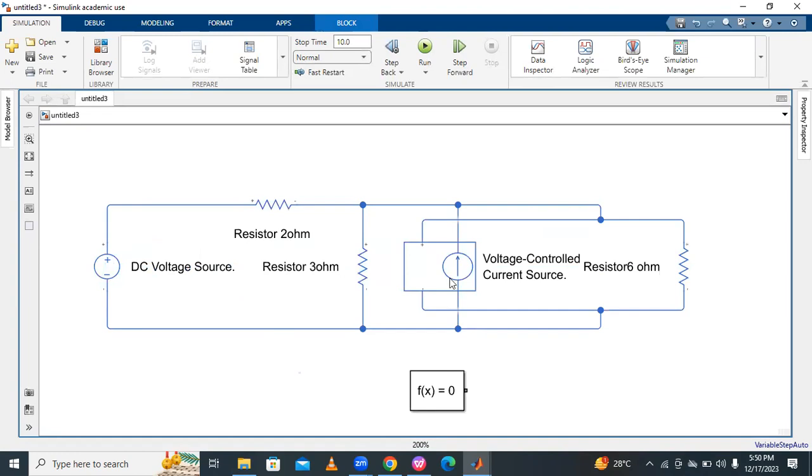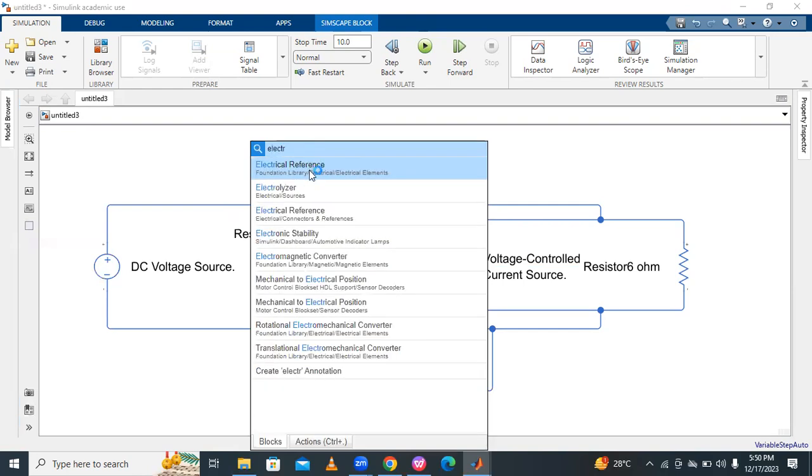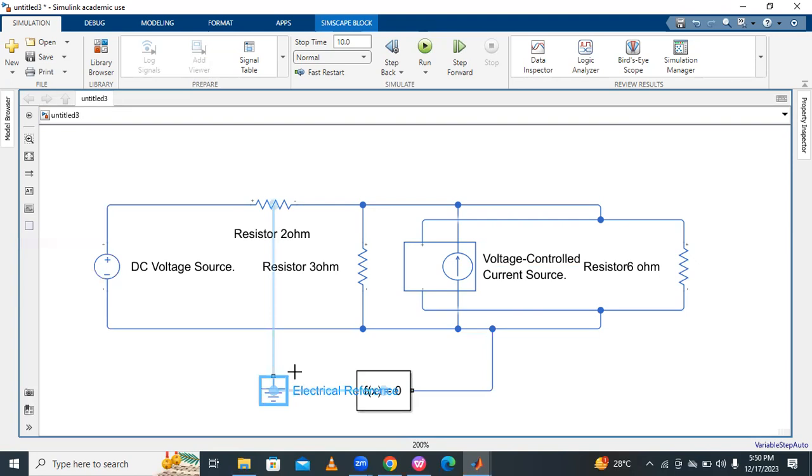And connect this solver configuration here. And take one electrical reference. Place this electrical reference here.